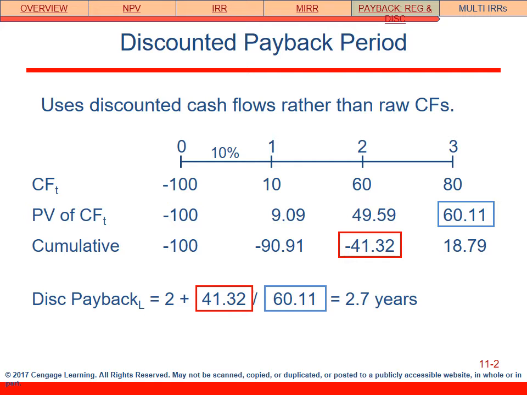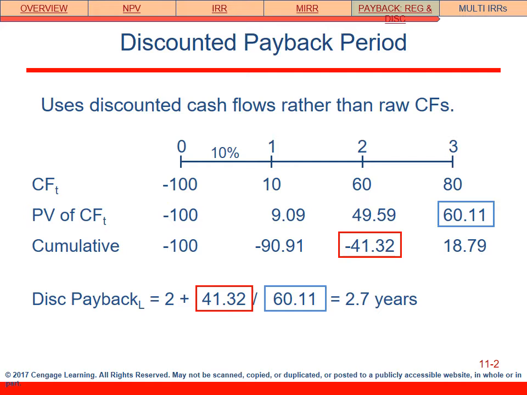So this is project L. Remember that it had a $100 cost followed by a $10 cash inflow year one, $60 in year two, $80 in year three. So instead of using these cash flows to recover the $100, we're going to use the present value of those cash flows. We are going to treat each one as a lump sum, and using some of our tools from Chapter 5, the time value of money, we will find the present value of each one.